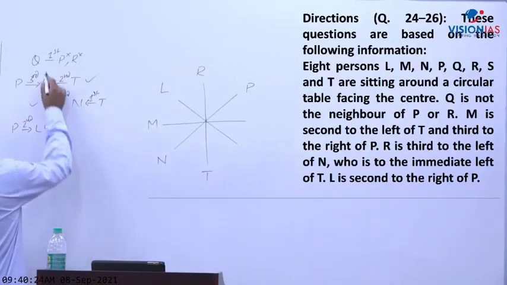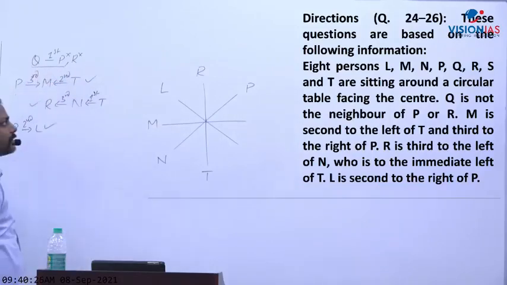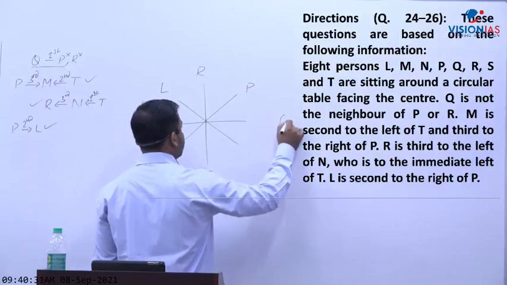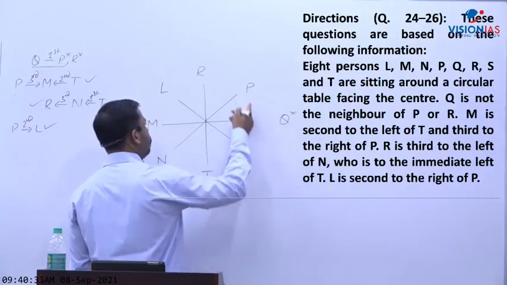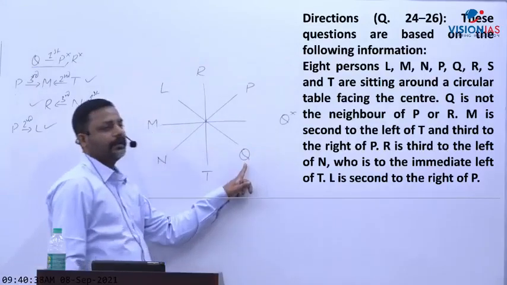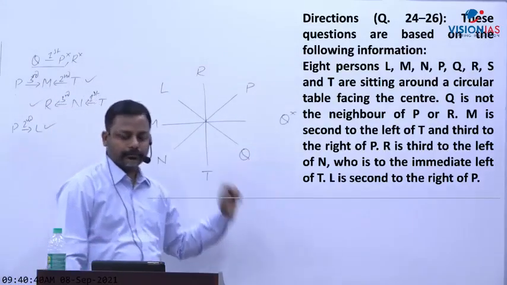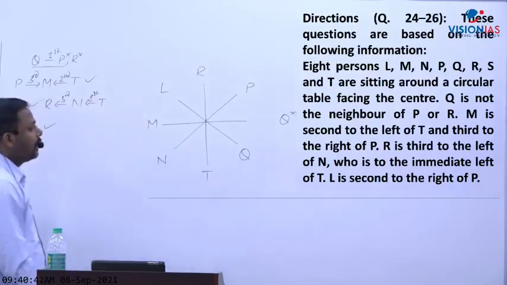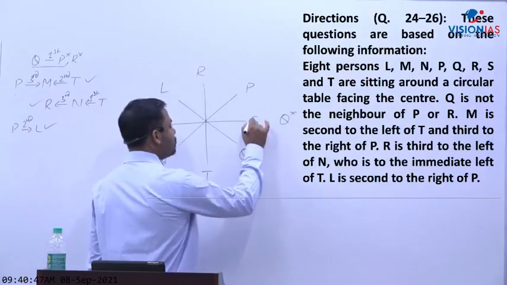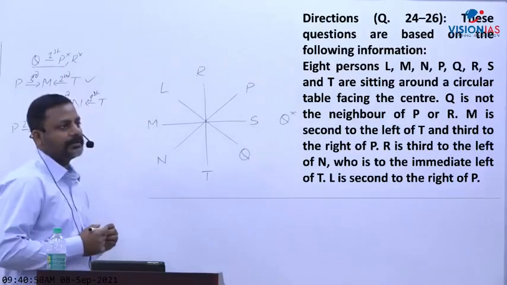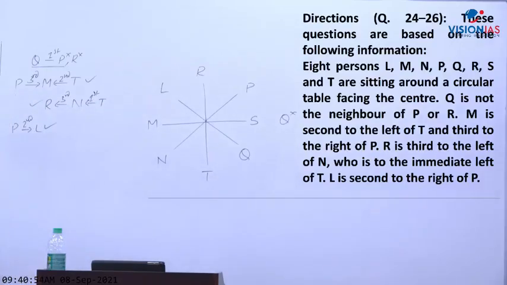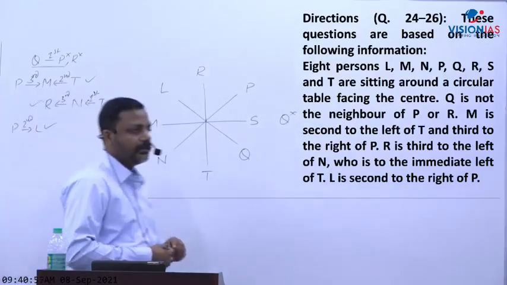And as we know that Q and P are not neighbors, so we cannot place Q over here. We cannot make Q and P immediate neighbors. So the only vacant seat left for Q is this one. So here we will put Q. And the last person left in this particular set of information is S. So we will place S over here. Now the formation is complete.